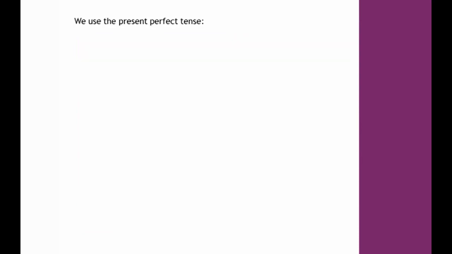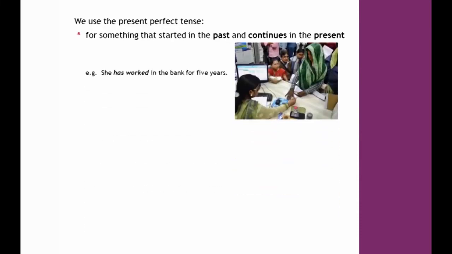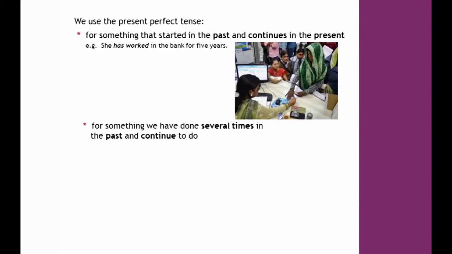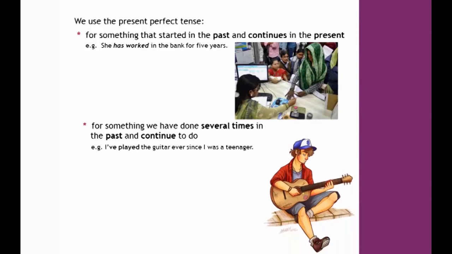The usage of the present perfect tense. We use the present perfect tense for something that started in the past and continues in the present. Okay, so example. She has worked in the bank for 5 years. So meaning she started 5 years ago and until now. Another usage is for something we have done several times in the past and continue to do. I have played the guitar ever since I was a teenager. So maybe up to now, he's still playing the guitar.